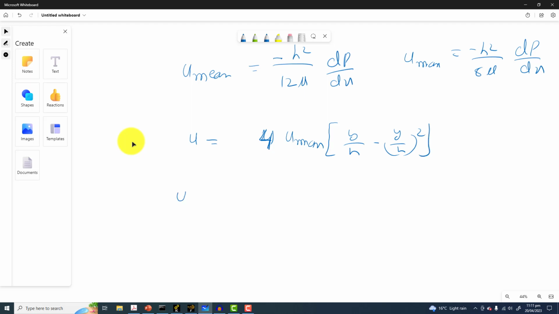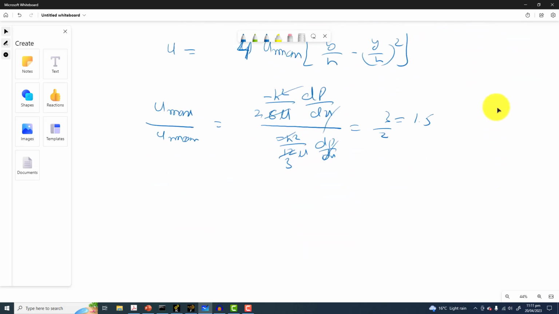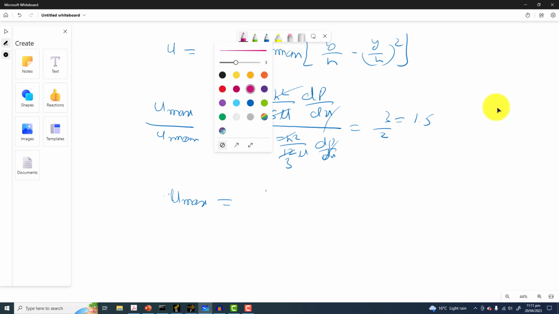So now if I divide the u maximum by the u mean value, I can find out this is equal to minus h square upon 8 mu dp by dx divided by minus h square upon 12 mu dp by dx. So after cancelling, this is equal to 3 by 2. So this is equal to 1.5. Now u maximum is equal to 3 by 2 u mean.